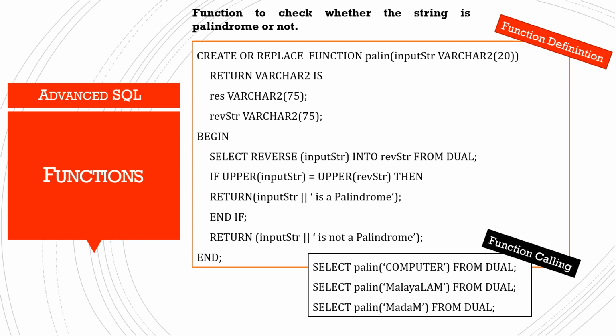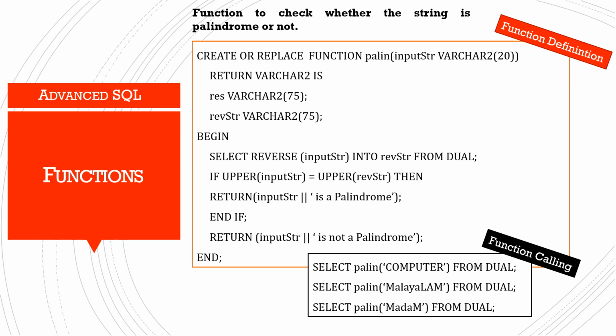So to call that function, we are calling the function name Palin. Select Palin of computer from dual. Palin accepts one parameter, right? The input string should be passed to this function. Palin is the function name. So how to call a particular function? Function name, and in brackets the parameter list. Here we have one parameter, that is the input string. So Palin, in brackets the inputted string, here it is computer.